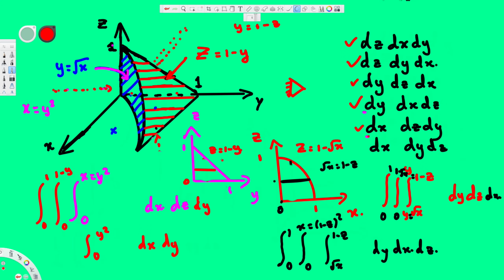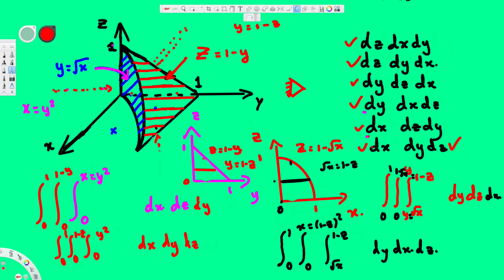And now for this line we have to write this one in terms of y. So y is going to be equal to 1 minus z. So that's going to be the upper limit of integration, 0 to 1 minus z. And for the last part we just look at where it's starting and where it's ending. So z is starting at 0 and ending at 1. So this is going to be the limits of integration for this part.